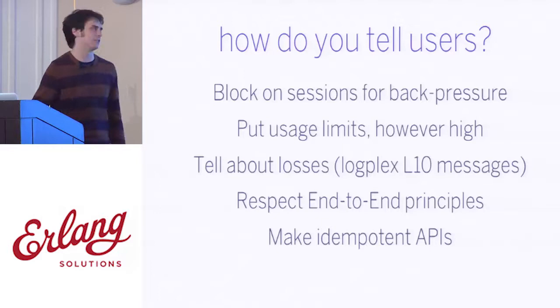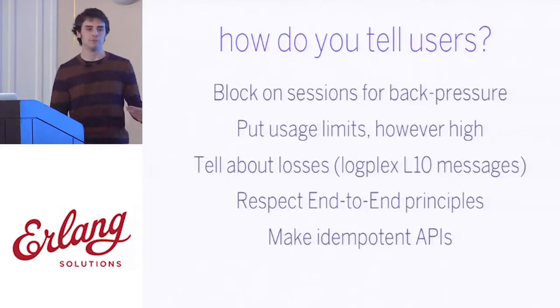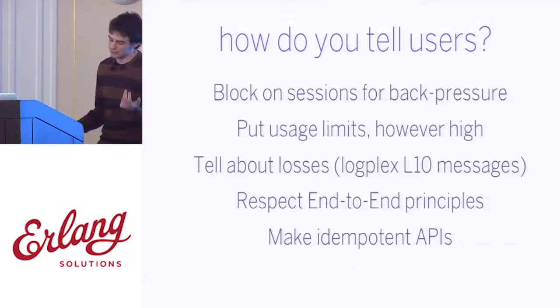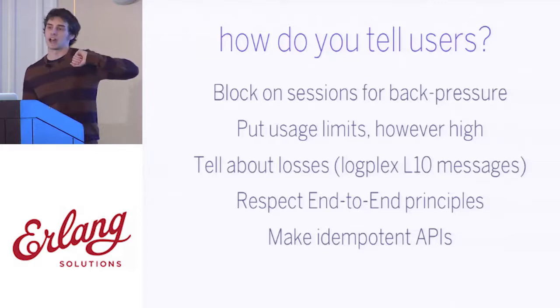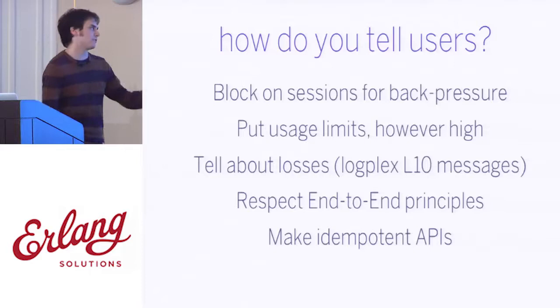In some cases, when you have an API or a service, you can keep new people from starting a new session, or just throttle the rate at which you accept sessions, which forces people to wait a bit and just slows down the operations of the system a bit. Blocking sessions is not the most optimal thing. It's generally better to put usage limits, however high. And these usage limits are valid both for load shedding and for back pressure. More often than not, though, we see them for back pressure.